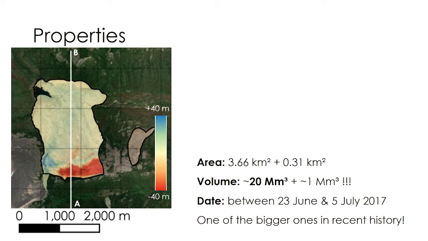Generally, as I said before, the area that the landslide covered was 3.66 square kilometers, and the small one is 0.31. The volume that we calculated is about 20 million cubic meters, or 1 million cubic meters for the small one. So that's pretty big, and it's really one of the bigger ones in recent history. As a comparison, this is bigger than the Oso slide, which occurred in the northwestern US, but quite a bit smaller than the Taan Fjord slide in Alaska.